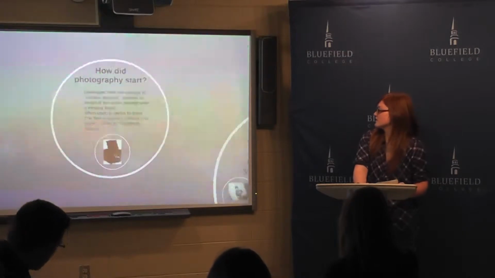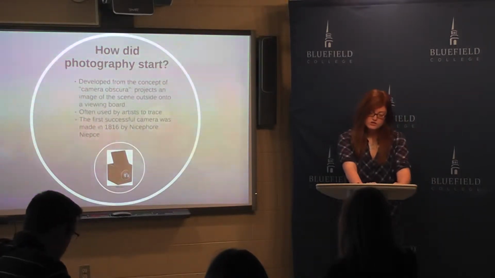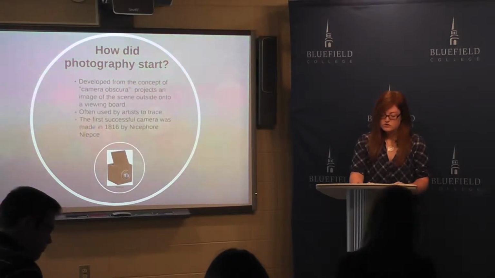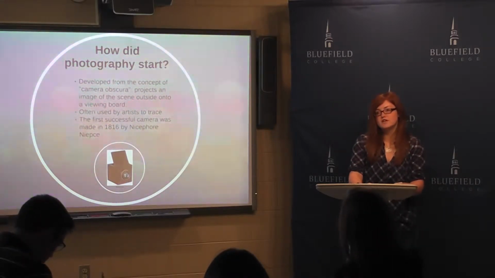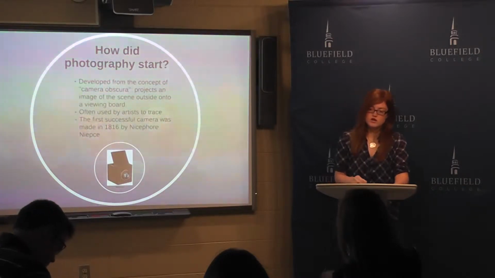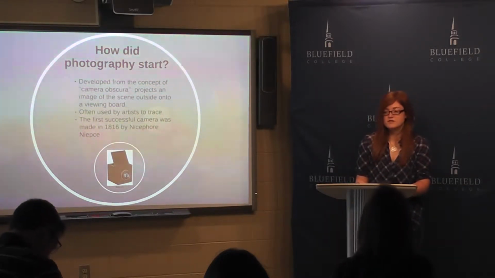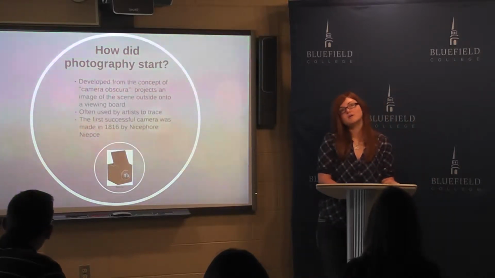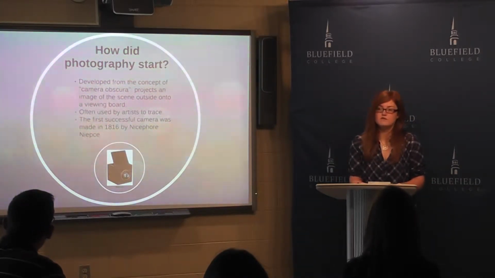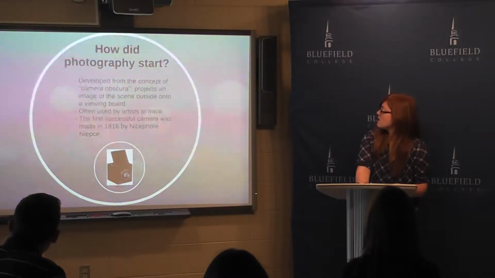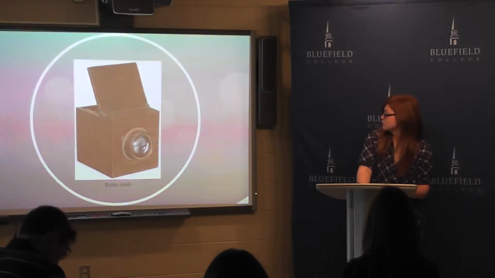How did photography get its start? Well, originally there was a device called the camera obscura. It was used similarly to a camera. It projected a scene outside onto a board, and an artist would trace it. Obviously, this took quite a bit of time to get a picture, and a lot of effort. So, in about 1816, a man named Nicéphore Niépce invented the camera. And that's what the first one looked like.